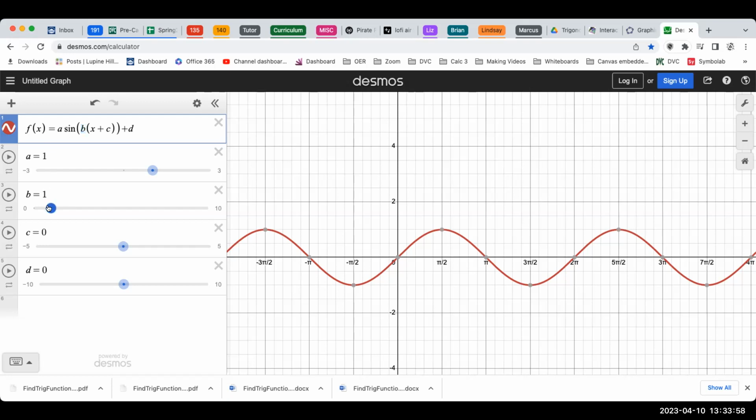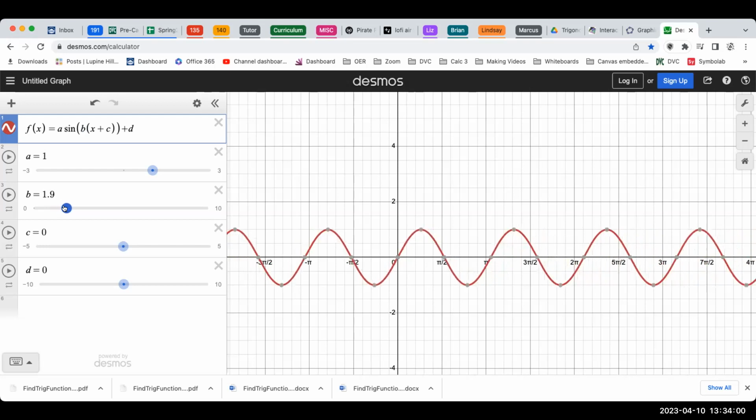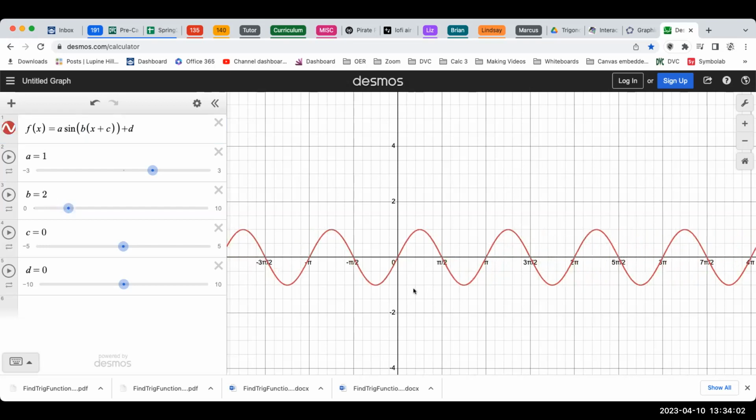So if B is 2, for example, now my period was 2 pi, right? But now it divided everything by 2. It did the opposite. It divided all the X's by 2. So it actually makes the period, it divides the period by 2. So if the original period was 2 pi and I divided by 2, now the period's going to be pi. Or you can think of it from 0 to 2 pi, it'll cycle 2 times. 1, 2.